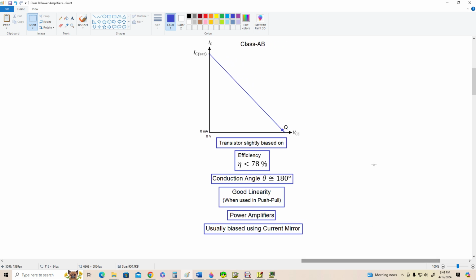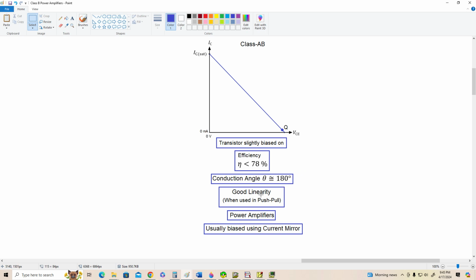All right, so in a nutshell, in Class AB biasing, we're just moving the Q point slightly into the active region. So it's not really Class A, and it's not Class B either, so we call it Class AB. The transistor is biased slightly on, just enough to get rid of the crossover distortion. The efficiency is still a maximum of about 78%. We're always going to be less than that. The conduction angle of the transistor is now pretty darn close to 180 degrees because we've gotten rid of the crossover. That's the whole idea here.